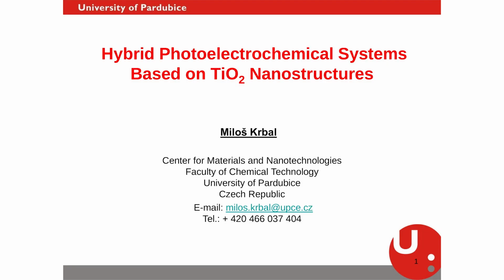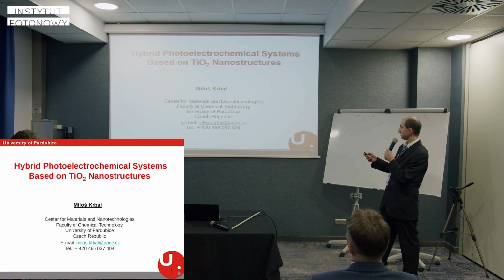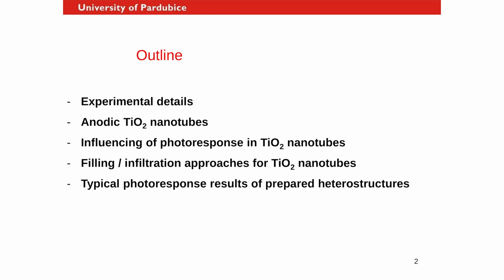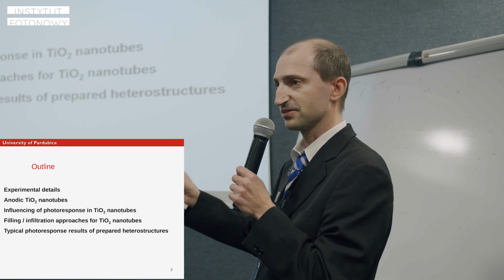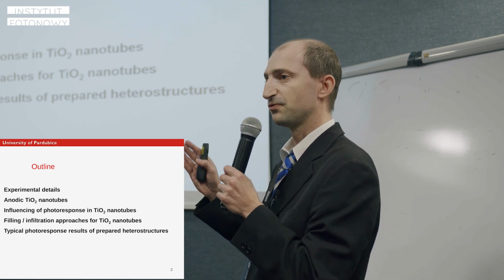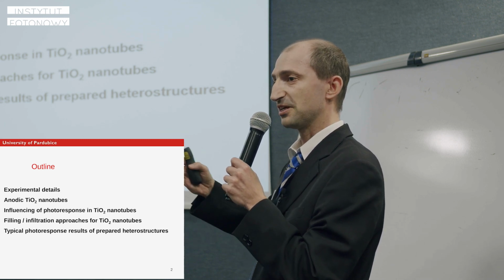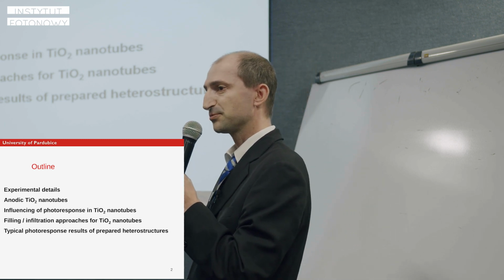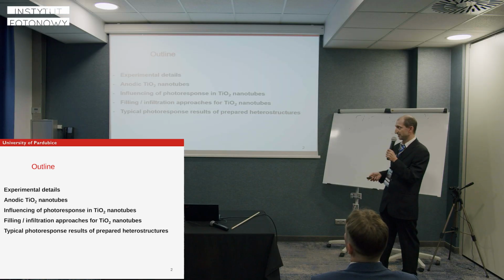on the hybrid photoelectrical systems on titanium nanostructures. Usually we use titanium nanotubes. And so here's the outline. In principle, the main line of the presentation is how to improve the photocurrent generation in titanium nanotubes, and also how to extend the light absorption of the tubes to the visible light, for solar cells.